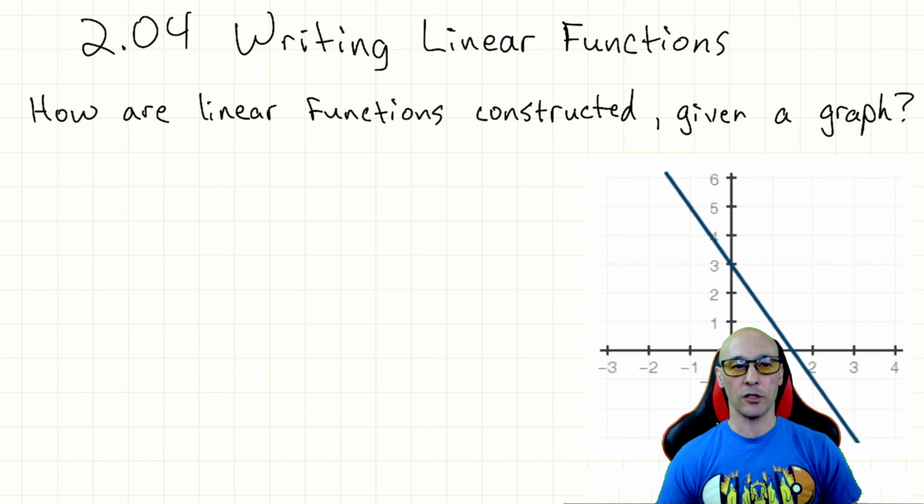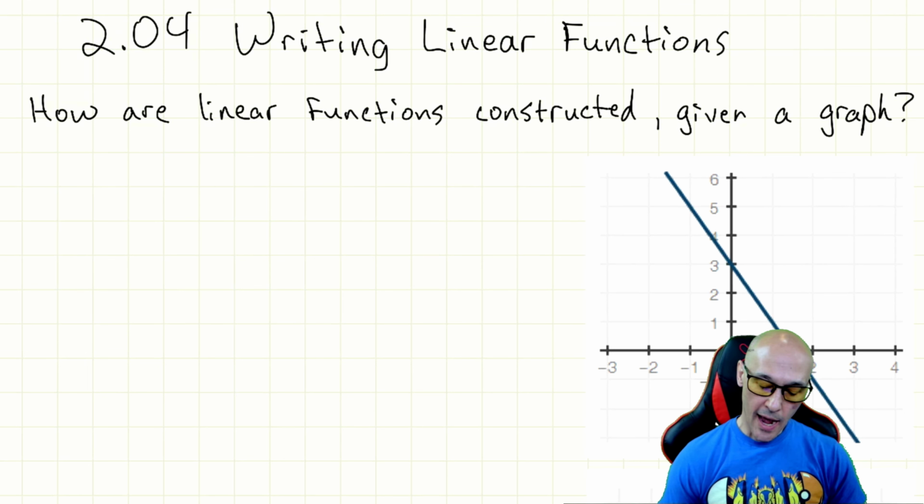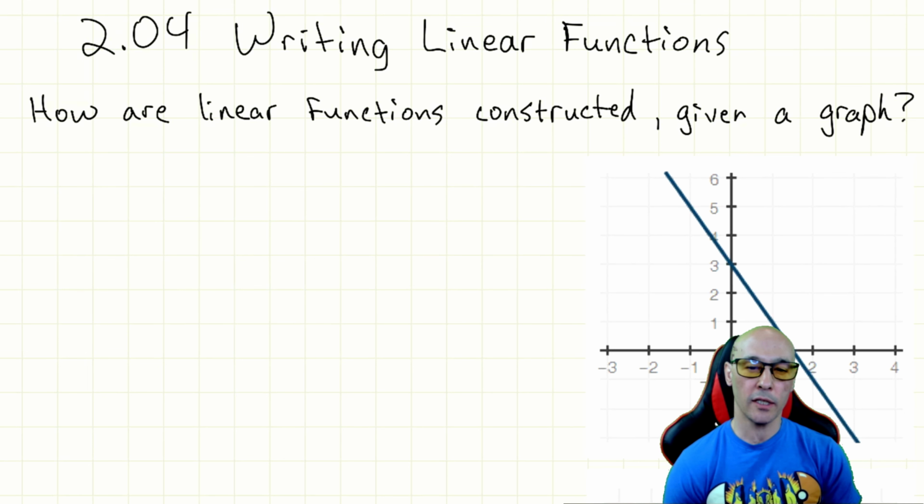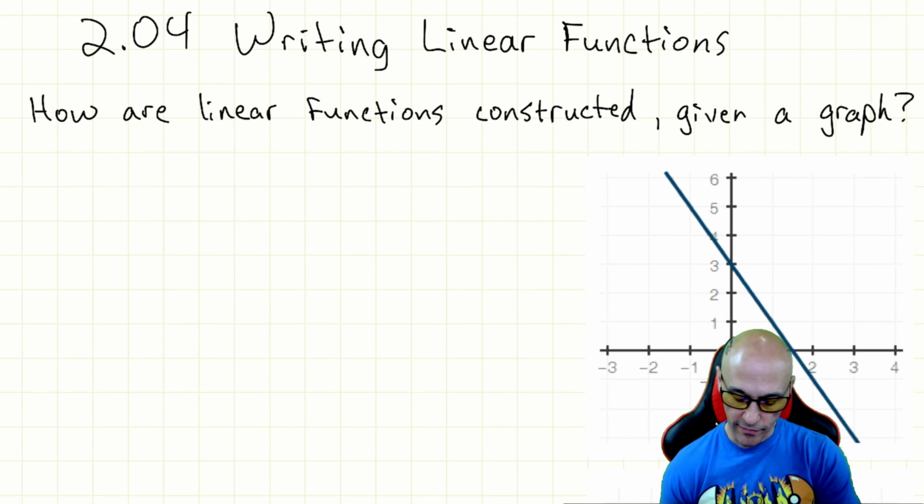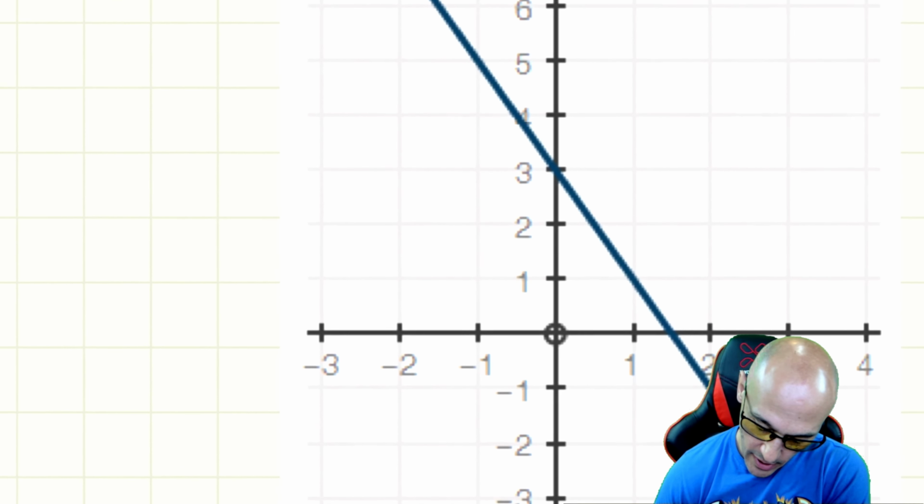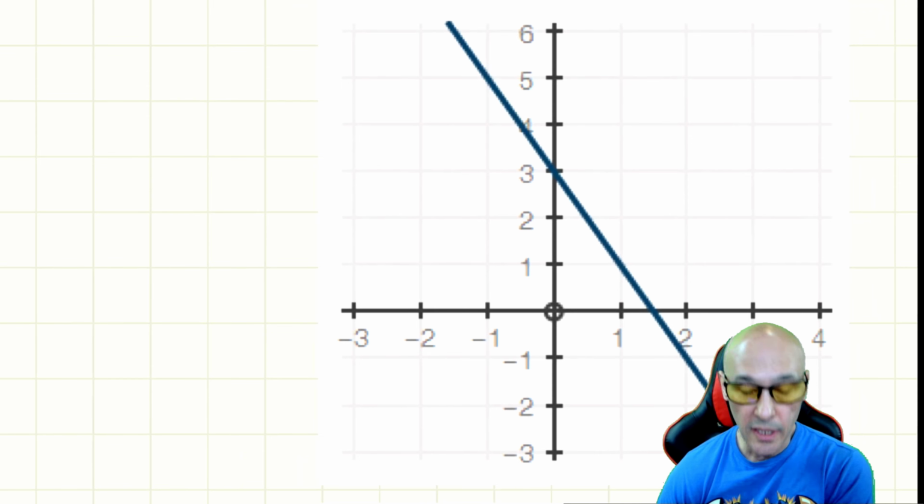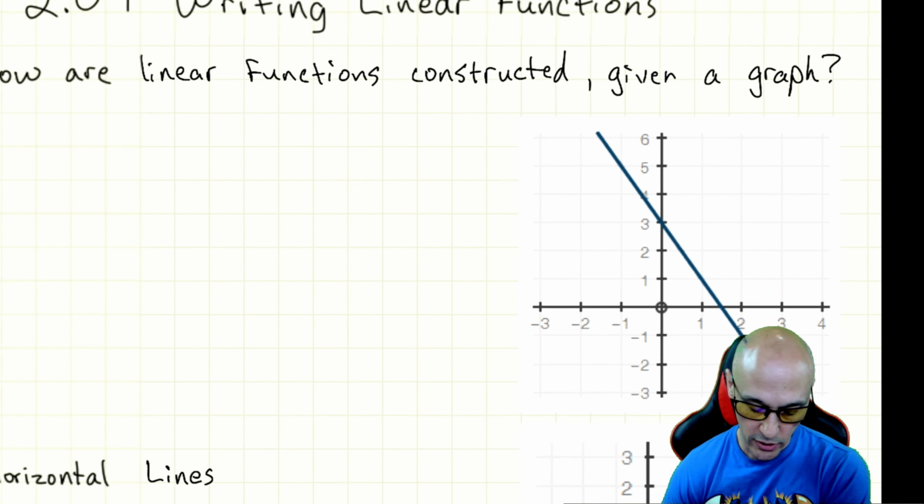Here, still looking at 2.04, writing linear functions, specifically asking the question, how are linear functions constructed given a graph? So we have this graph here, and we can see that it's a line, so it's a linear function.